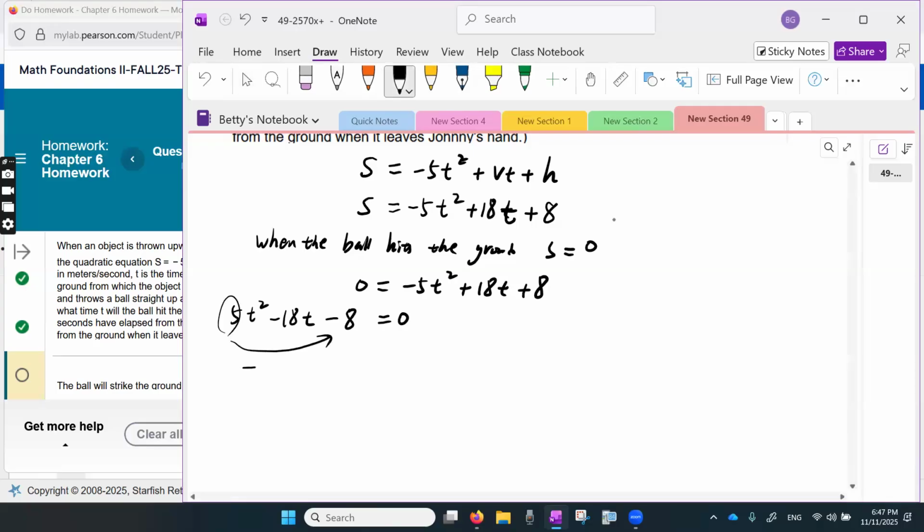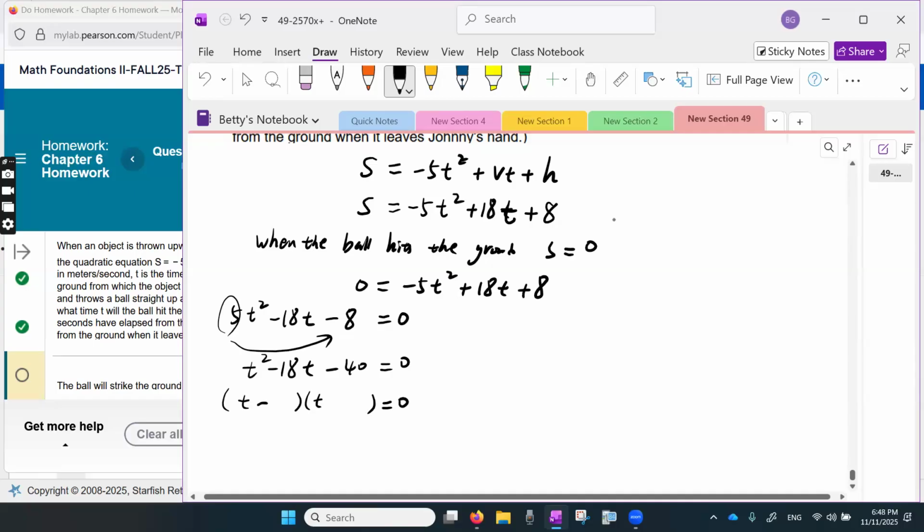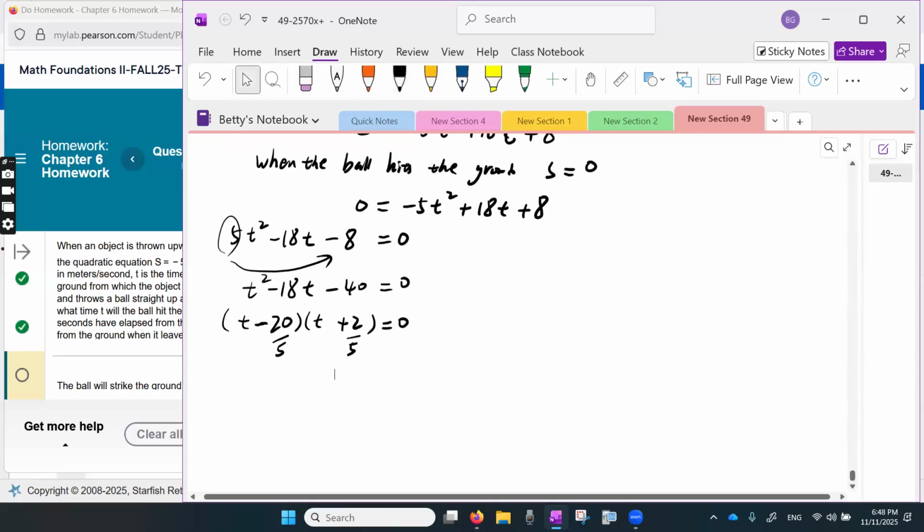Let's divide. t squared minus 18t minus 40. So we have t minus, let's see. Yeah, 20 and 2. Negative 20 plus 2 is negative 18. Negative 20 times 2 is negative 40. Okay? Divide by 5. Do not forget to divide. And simplify, we have t minus 4, t plus 2 over 5.